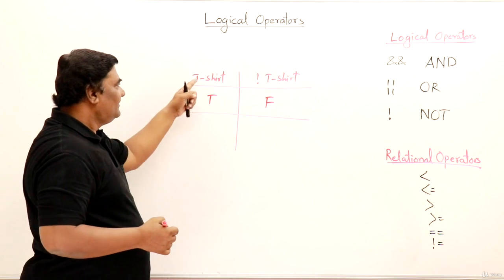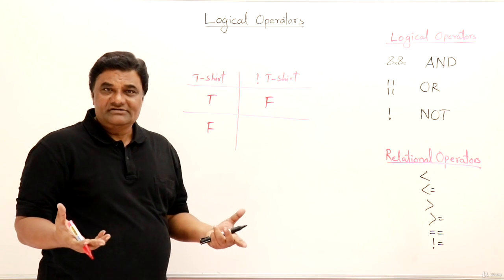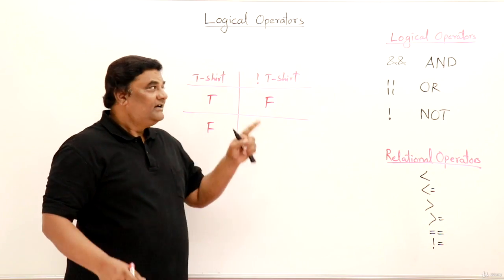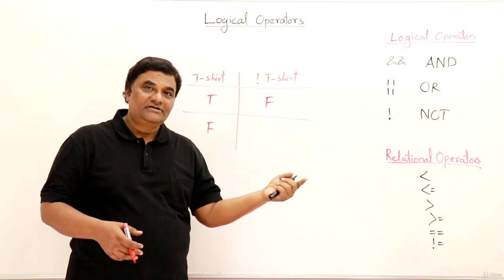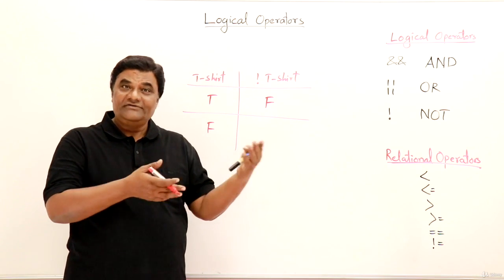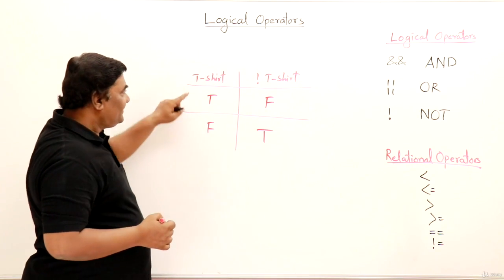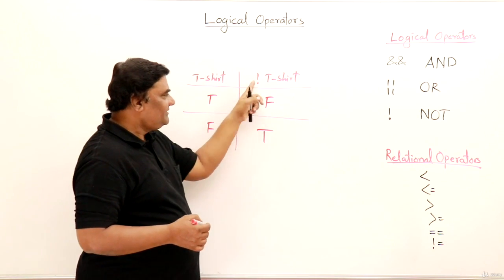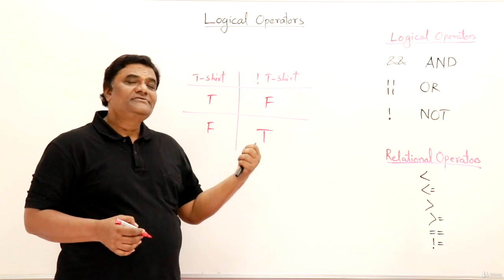Next. I am wearing t-shirt. Suppose false. I am not wearing t-shirt. But I said I am wearing t-shirt. Now if you make not of that statement, means not wearing, that is true. So it will be true. So if your statement is true, then negation will become false, and if it is false, then the negation will become true. This is very useful.